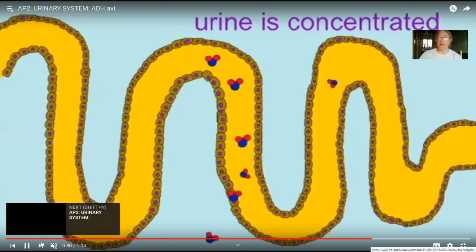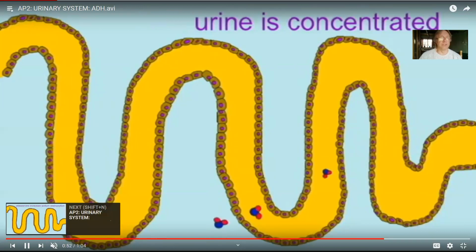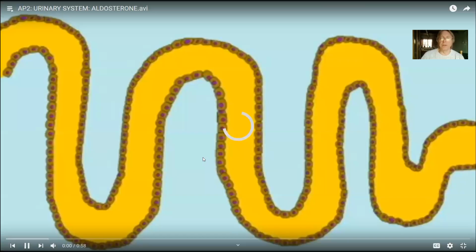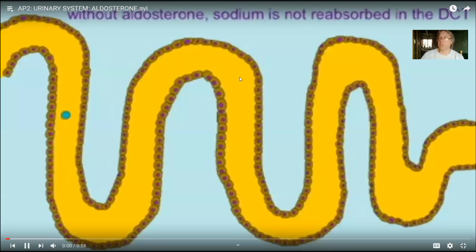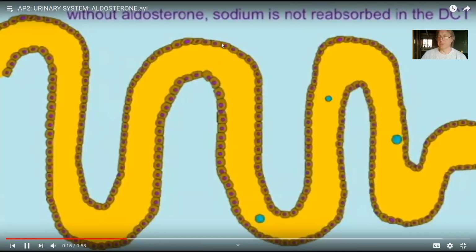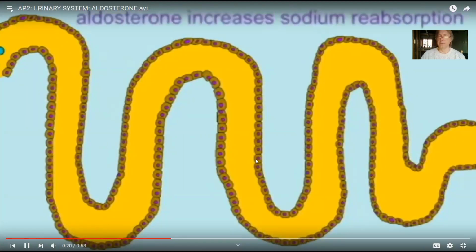Aldosterone is a hormone released from the adrenal glands, which then does the same for the reabsorption of sodium in the DCT. So sodium reaches the distal convoluted tubule. If no aldosterone is made, then this sodium is not reabsorbed, and it will simply continue and be excreted in the urine. If, however, aldosterone is made, then the sodium-potassium exchange pumps along the tubule become more active, and the sodium will be reabsorbed.